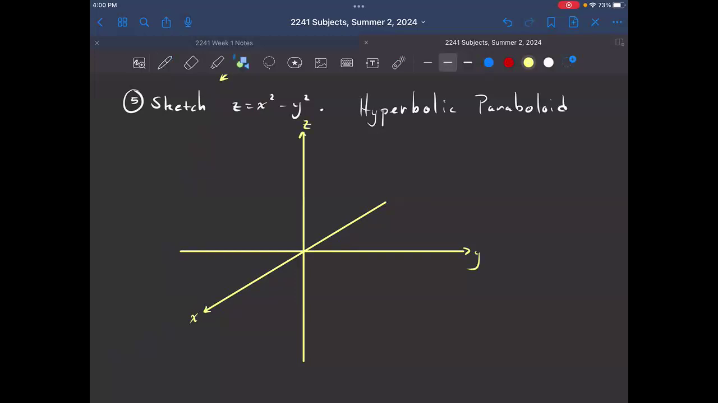And we'll draw our parabola. Okay, so notice that the x parabola opens upward and the y parabola opens downward. If y equals 0, we get z equal x squared. And if x equals 0, we get z equal minus y squared. And that minus tips us off that it's a downward parabola. So we can draw our minus parabola here.